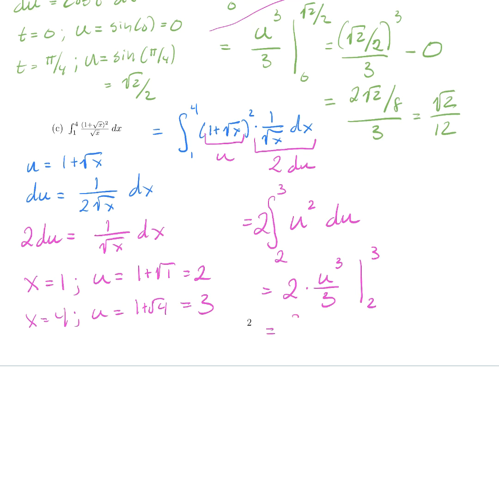Or let's see, the 2/3 is just a constant, it can come out. I can evaluate u cubed at 3, 3 cubed is 27, and u cubed at 2 is 8. 27 minus 8 is 19, 19 times 2 is 38, so 38/3. Okay, there are the solutions to the 4.5 activity. See if you can use those to do the 4.5 homework.